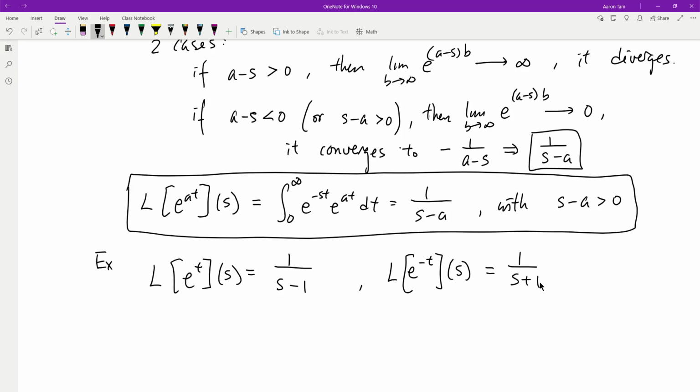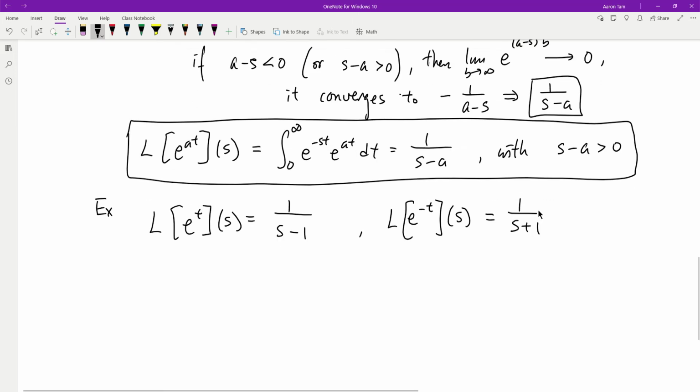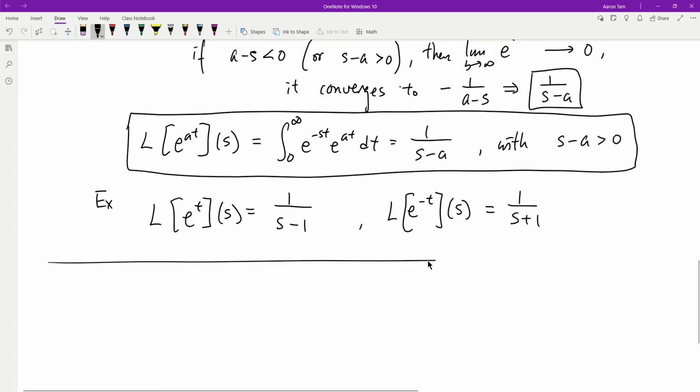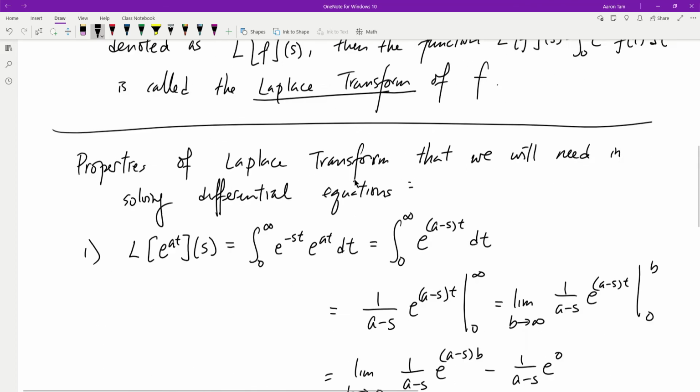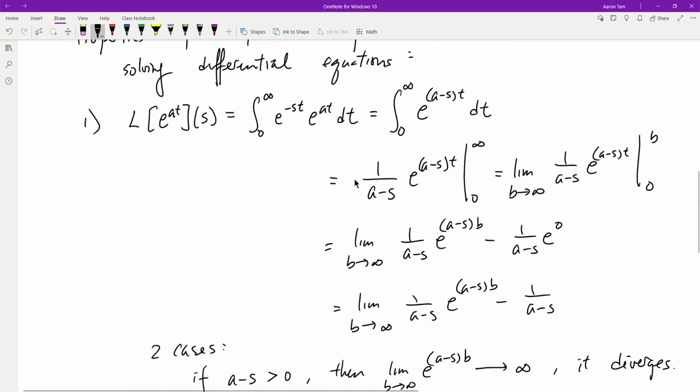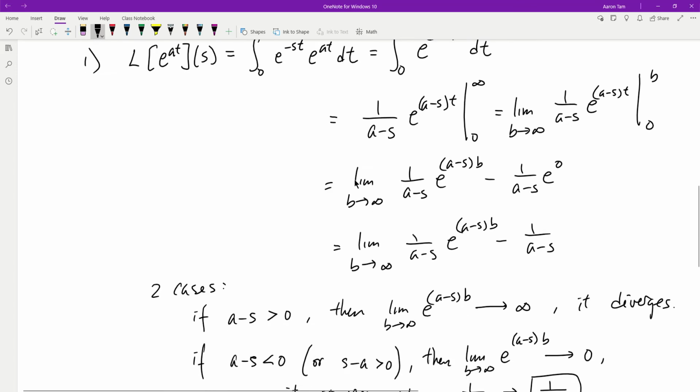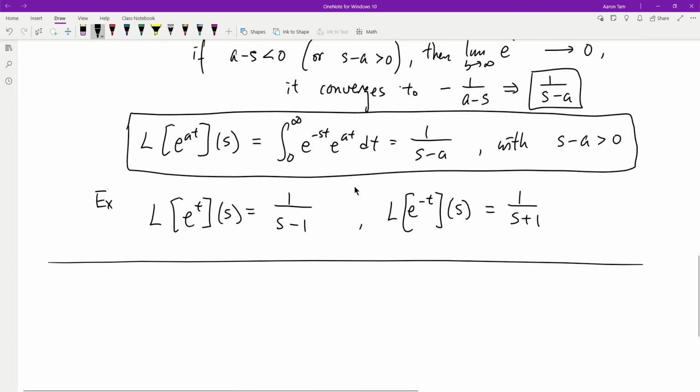And of course, e to the at is just a very basic function that we started with. We eventually will talk about the Laplace transform of other functions. Then we have some other formulas that we can use so that we don't have to go through this process of using an improper integral to do it. Now, that's our first property, which allows us to know what happens when I plug in an exponential function and what the Laplace transform of that is.